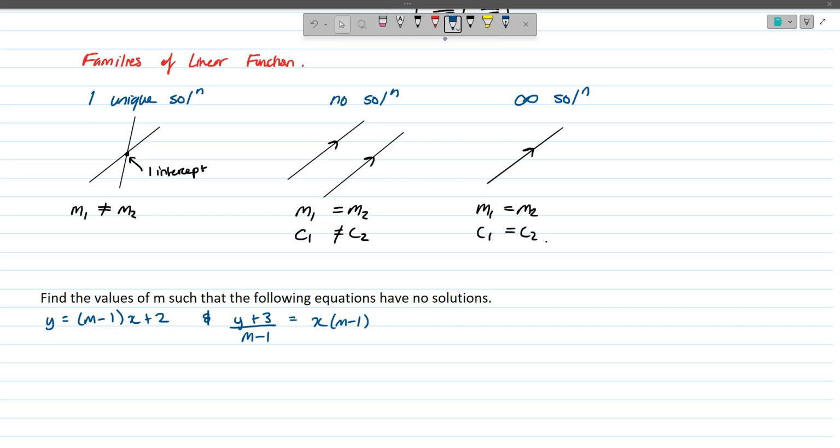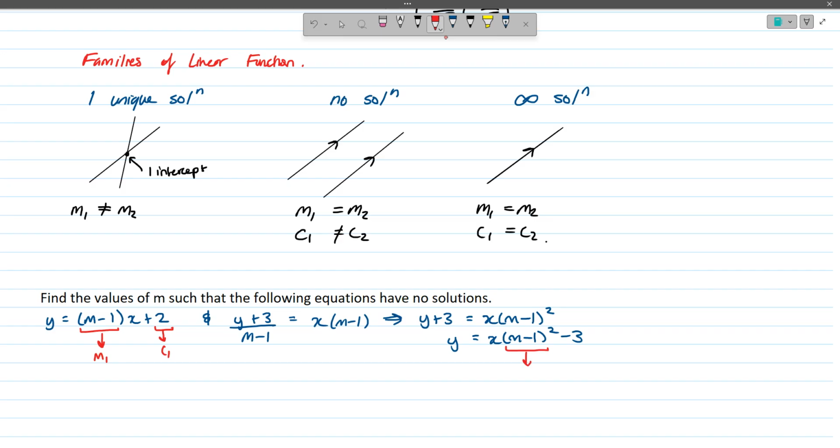So in this case, we want to put everything into the form of y equals mx plus c. This one is already in the form y equals mx plus c. We know what c is. This is going to be our c1, and this is going to be our m1. For the other equation, if we were to multiply by m minus 1, we would get that y plus 3 is equal to x(m minus 1) squared. And if you were to subtract 3, you would get y is equal to x(m minus 1) squared minus 3, which means that our m2 is going to be (m minus 1) squared.